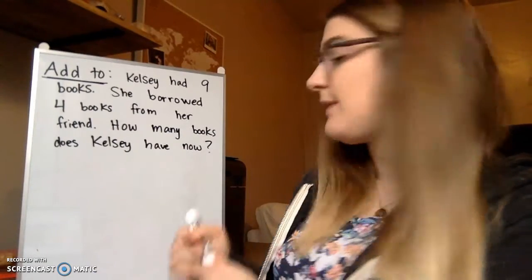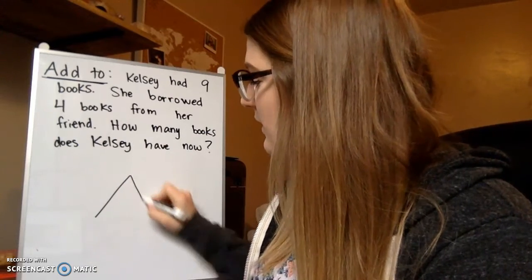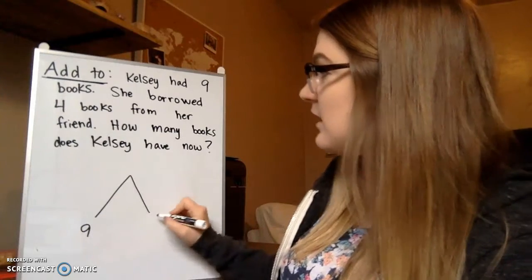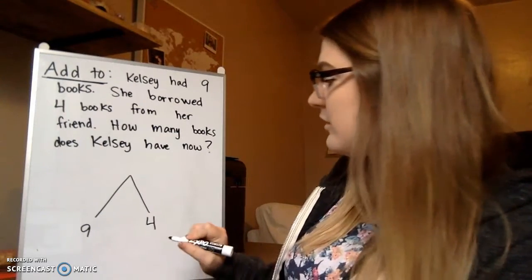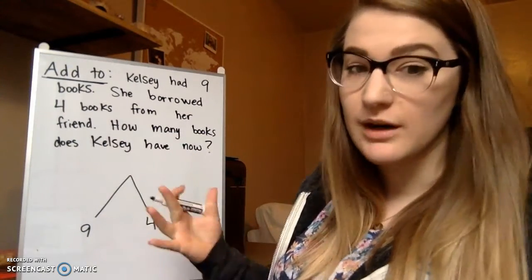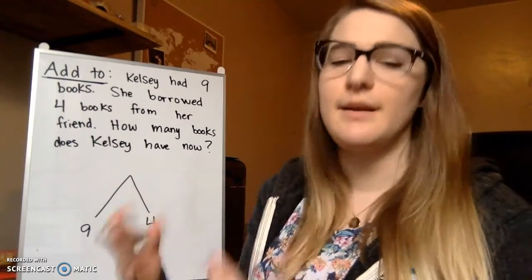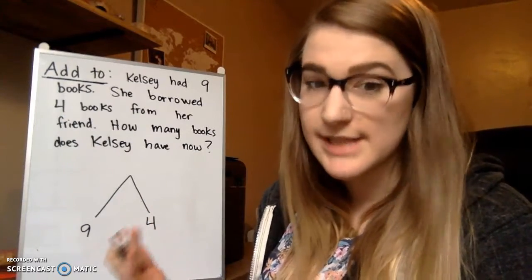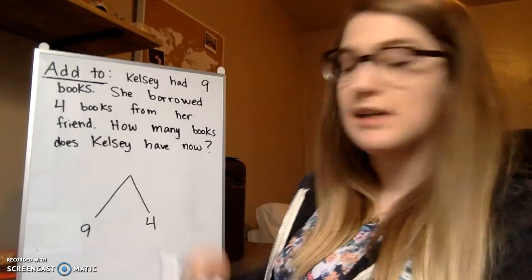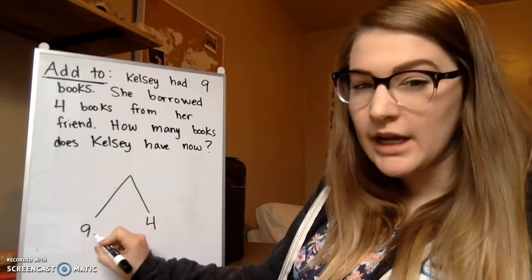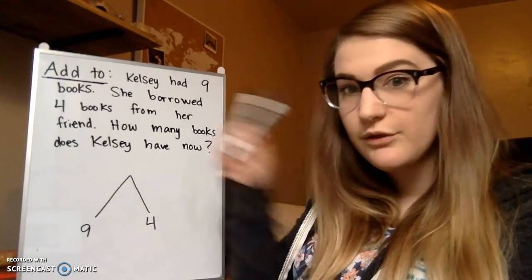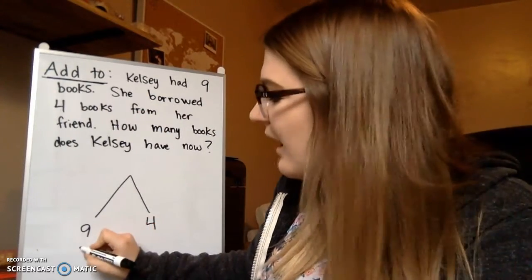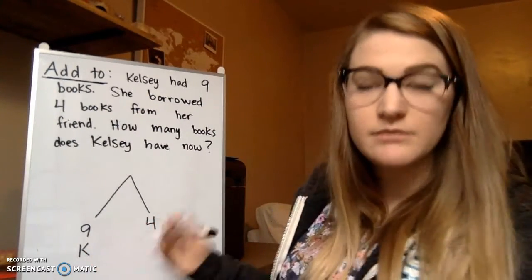So, if we're using a math mountain, that would mean that we know this number. So she has 9 books, and then she borrows 4 more, and we want to know what our total is. But something that might be helpful as you are doing these kinds of word problems, just to keep track of what each of these numbers represent and what the question is asking you, is to label them. So if I look at my 9 here and think about what that 9 represents from my word problem, I know Kelsey had 9 books. So I'm going to just put a K under the 9 for Kelsey.